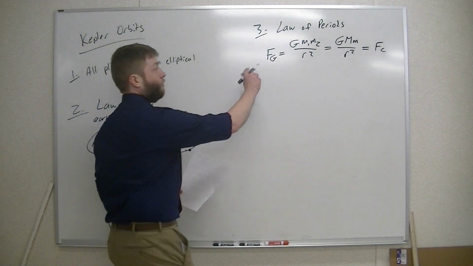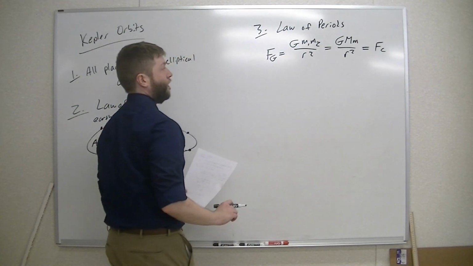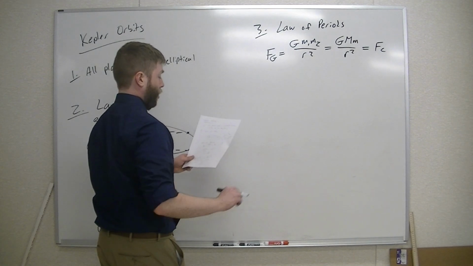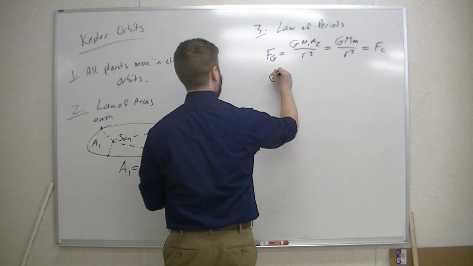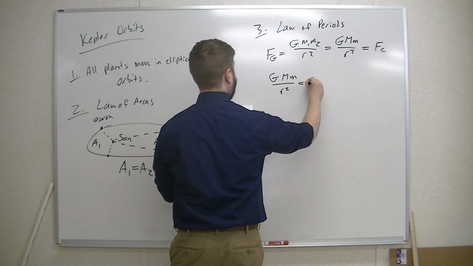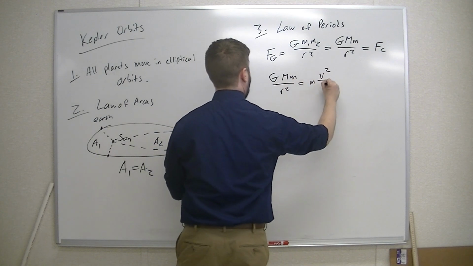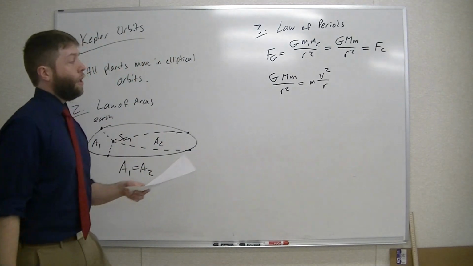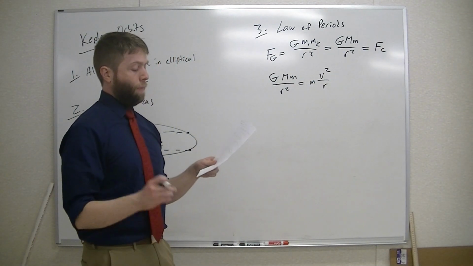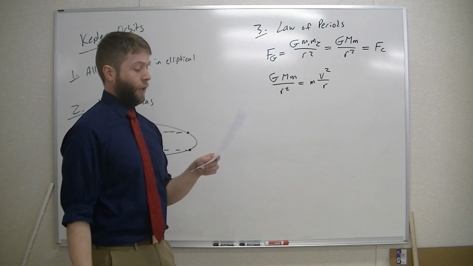Okay? So force of gravity is equal to big G, big M, little m over r squared. That's equal to our centripetal force. And so we're going to say that big G, big M, little m over r squared is equal to little m v squared over r. Okay? So I'm replacing the centripetal force with mv squared over r, mass multiplied by the centripetal acceleration.